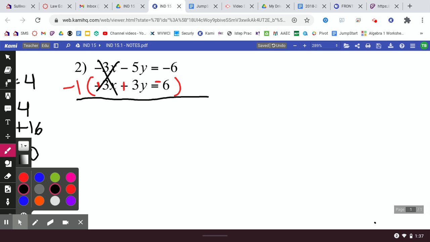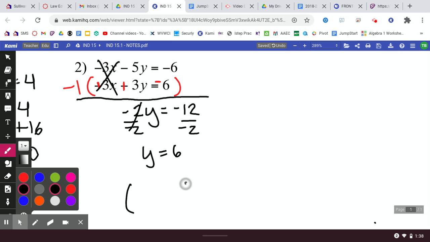Now I look at my y's and I just reduce that. So negative 5y and positive 3y is negative 2y, and then negative 6 and negative 6. So two negatives goes deeper negative, so that'd be negative 12. And then divide by negative 2 on both sides, and I get y equals negative 12 divided by negative 2 is positive 6. So I've got my y value, which is just half my answer.